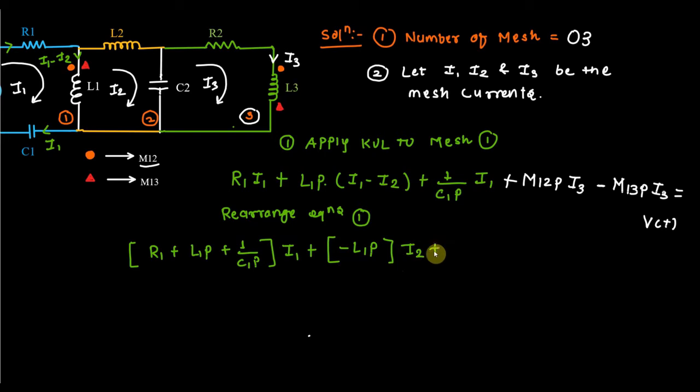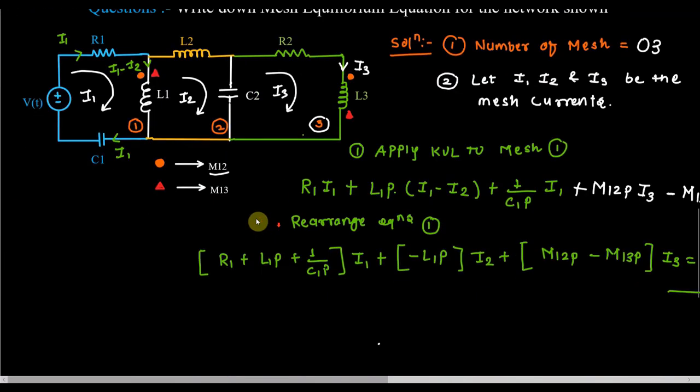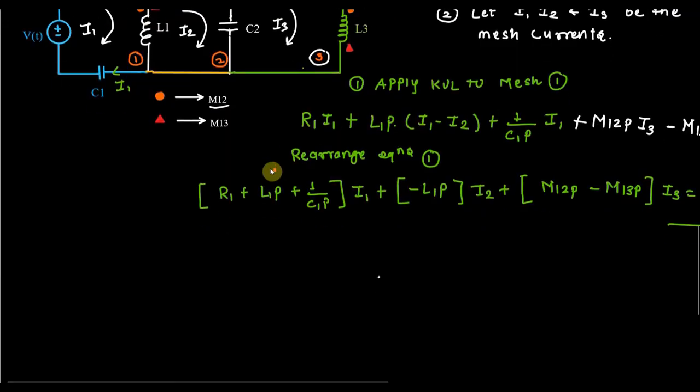Plus, now collect the terms of I3. So you can say it has two terms. One is M12P, that is positive. Another is minus M13P, and this should be I3, and this is equal to V of t. Okay, in that way we have to write the KVL equation for this first mesh. Now similarly, we have to write the KVL equation for the second loop as well as for the third loop, right? So I will tell another equation.